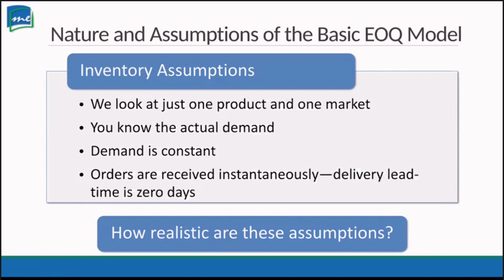The first assumption for this basic EOQ model is we only look at one product and one market. And the actual demand, we have a clear idea about it, and the demand is constant. So it is always stable. If you need 2 per day, then every day you need 2 units. So this demand is constant, and you will have an idea about how many units you need in a specific time period.